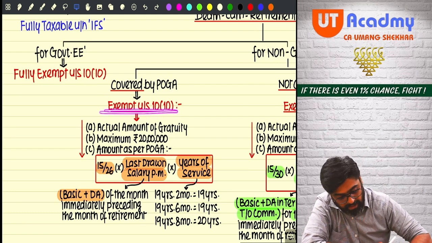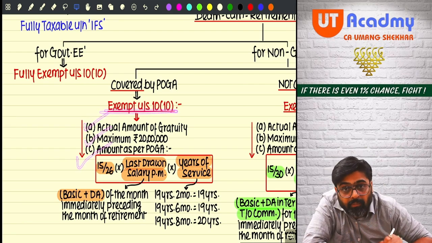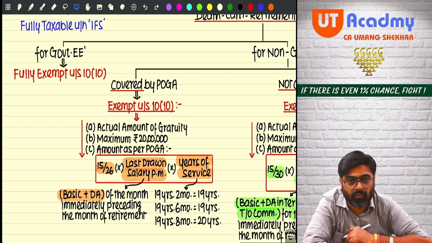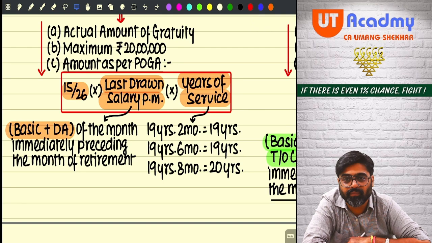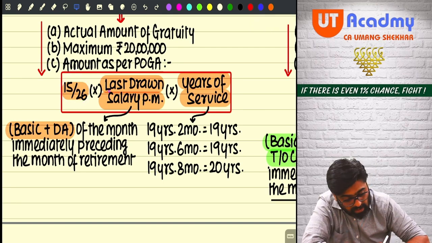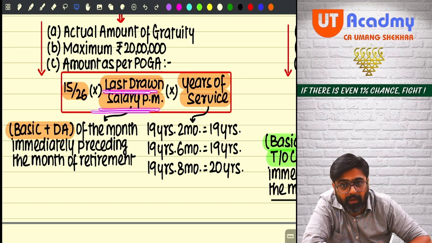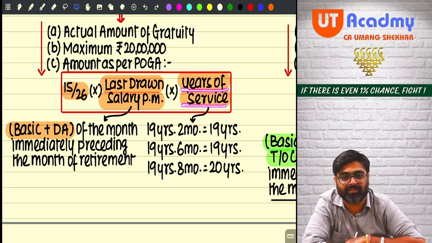How much? A, actual amount. B, maximum 20. And C, this is the limit given in POGA. Now see, what is this limit? Can you see? 15 by 26. This is 15 by 26 into last drawn salary per month into number of years of service.